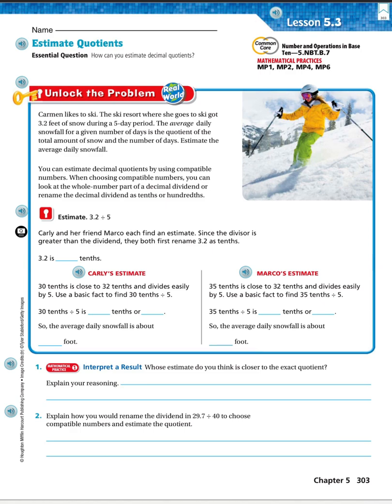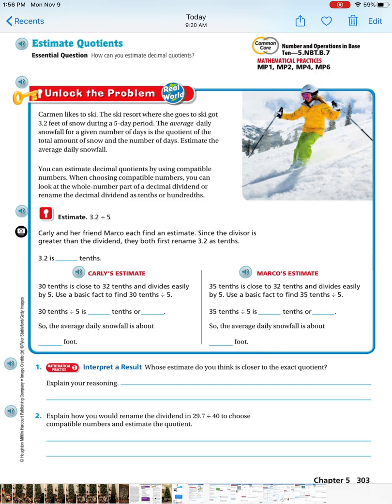So we're on page 303 at the top where it says unlock the problem. And we're actually going to look through this together and work through a few of these, okay? So it says Carmen likes to ski. The ski resort where she goes to ski got 3.2 feet of snow during a 5-day period. So over the course of 5 days, they got 3.2 feet of snow, okay? The average daily snowfall for a given number of days is the quotient of the total amount of snow and the number of days. And that's going to make sense here in just a second.